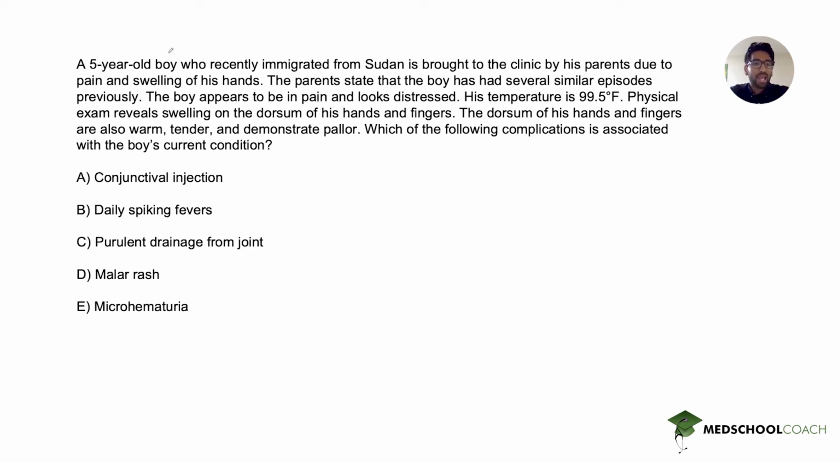So to get started here, we have a 5-year-old boy who recently immigrated from Sudan and is brought to the clinic by his parents due to pain and swelling of his hands. The parents state that the boy has had several similar episodes previously. He appears to be in pain and looks distressed. His temperature is 99.5. Physical exam reveals swelling on the dorsum of his hands and fingers, and the dorsum of his hands and fingers are also warm, tender, and demonstrate pallor. Which of the following complications is associated with this boy's current condition?